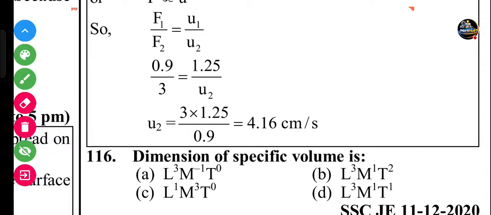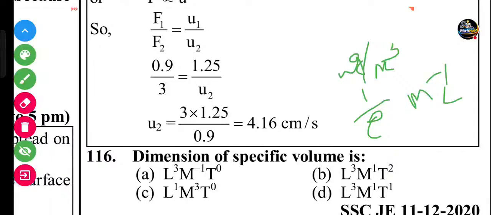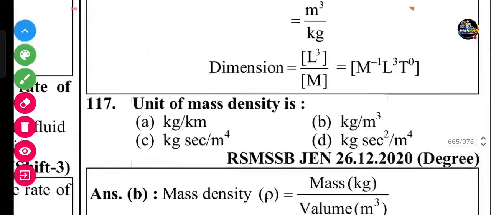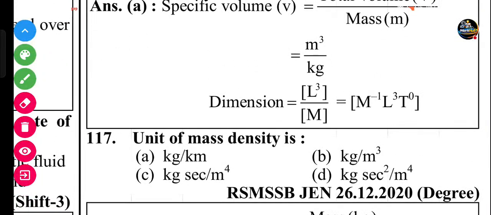Next question: dimension of the specific volume. We know the specific volume equals 1 by density. Density is mass per volume, kg per meter cube, and 1 by density has dimension M minus 1 L3. A is the answer. Next question: unit of the mass density is kg per meter cube. B is the answer.